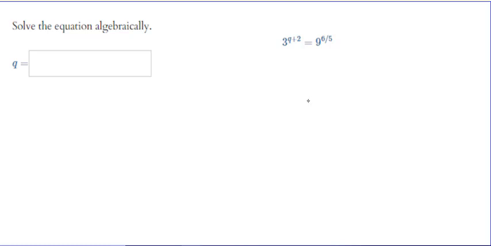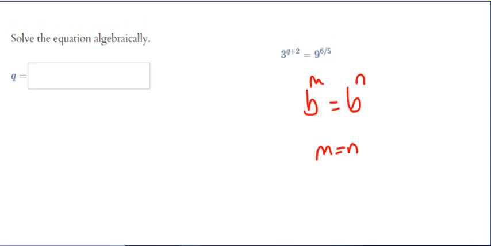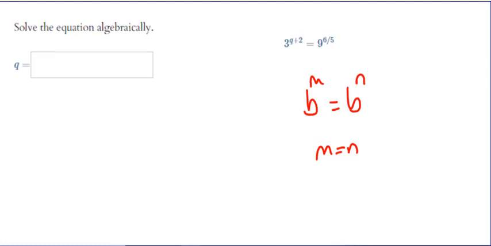Basically, if b to the m equals b to the n, then m equals n, right? We don't have to worry about doing that, and here's why. Because we're using a graphing calculator, we put this in y1 and this side of the equation in y2, and we're going to see where they intersect. And that's going to give us our solution.